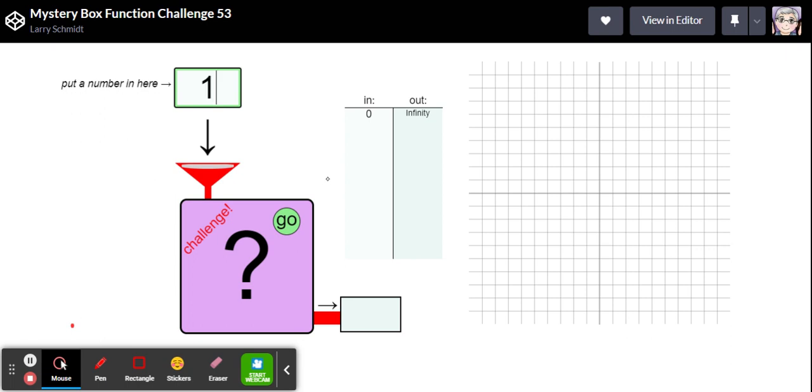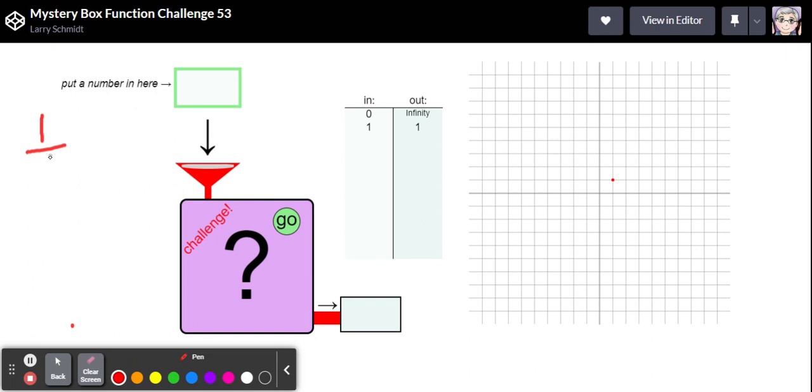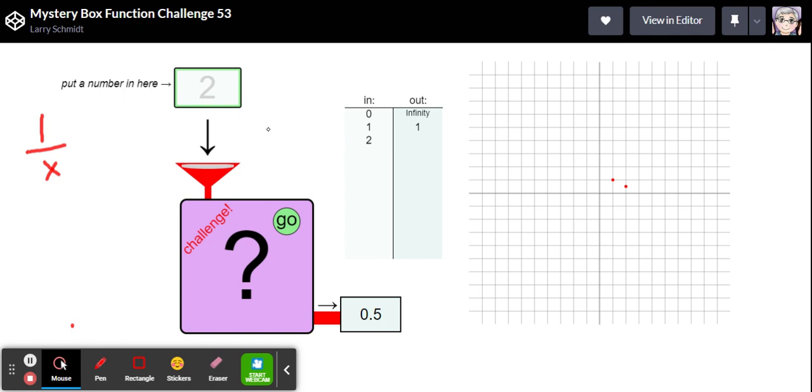All right, but let's go on and try 1 here. So 1 gives us 1. I'm actually going to jot this down now because I'm starting to be suspicious about this. If it was 1 over x, 1 over 1 would be 1. So that seems to work. Let's put in a 2. That's 1/2. So far this looks like 1 over x. So if I put in a 3, it should be 1/3. 1 over 3. Maybe this challenge isn't so challenging after all.